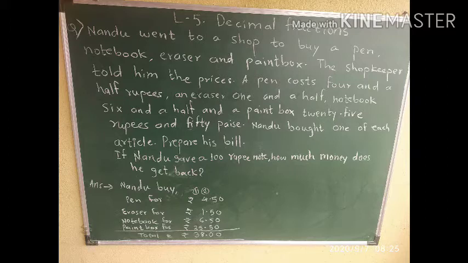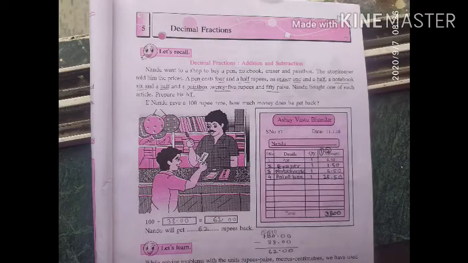Now we can add them together. We get the addition 38.00. That is the total money Nandu has to give to the shopkeeper. Now Nandu gave a 100 rupees note. Then how much is he getting back? We can subtract that 38 rupees from 100 rupees. Then we get the answer 62 rupees. So Nandu will get 62 rupees back when he has given a 100 rupees note.